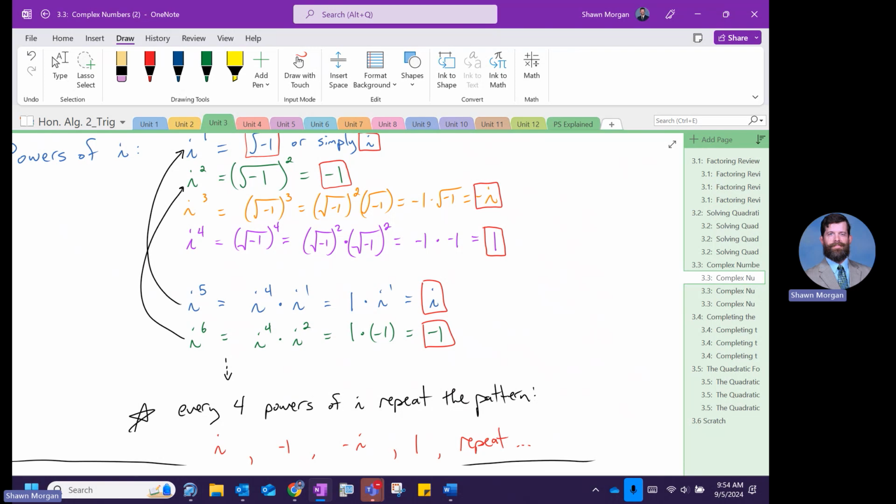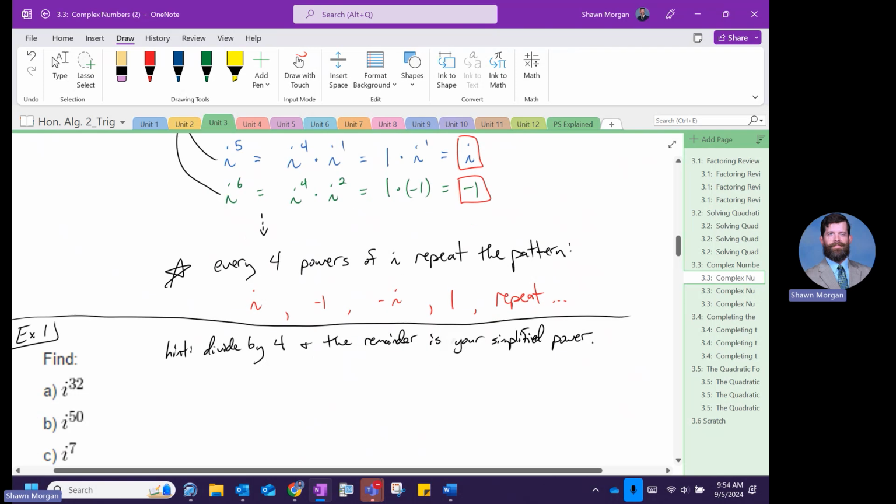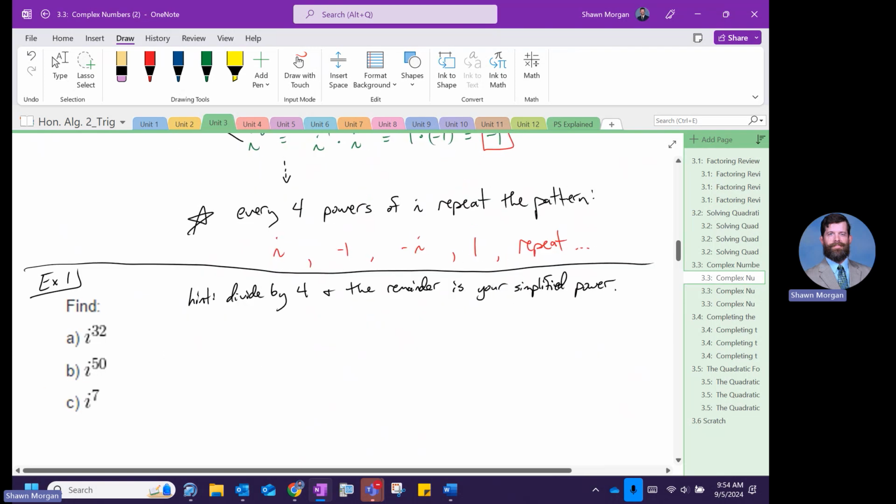Yeah, so like if somebody said, what's i to the 273rd power? You know, am I gonna sit there and want to do 1, 2, 3, 4, 5, 6, 7, 8, 9, 10, 11, 12, 13, 14, 15, 16? Or should I recognize multiples of 4? So what we'll do as an exercise is take i to the 32nd, i to the 50th, and i to the 7th, and see if we can break those down into the base, either 1, 2, 3, or 4. And my hint here is just divide by 4 and see if there's a remainder.